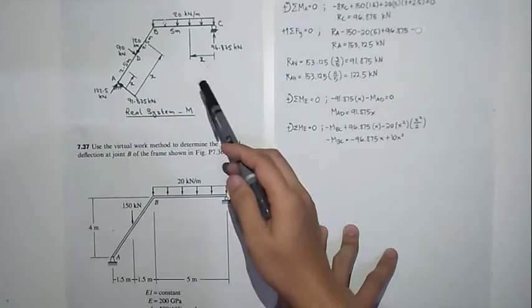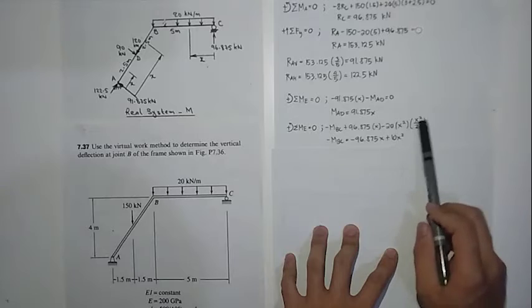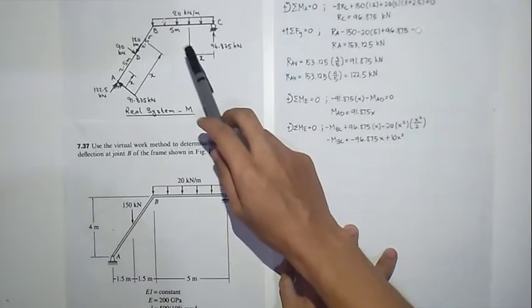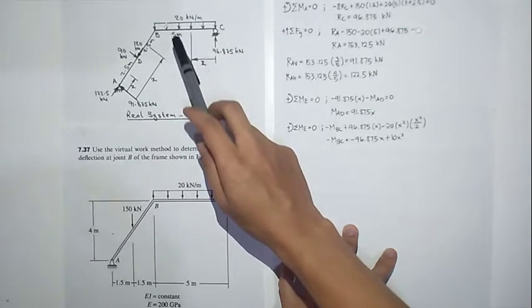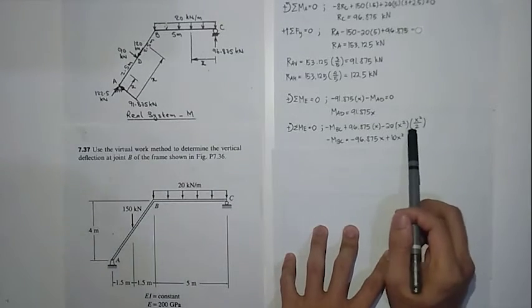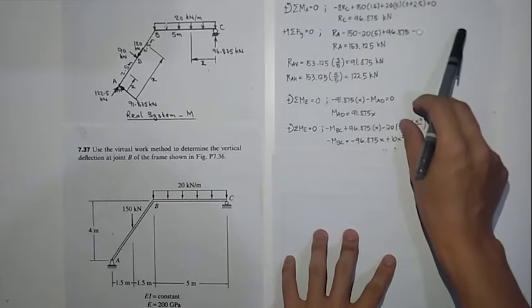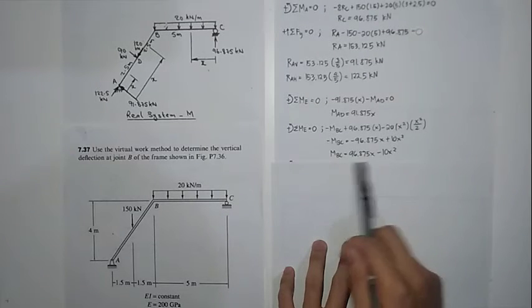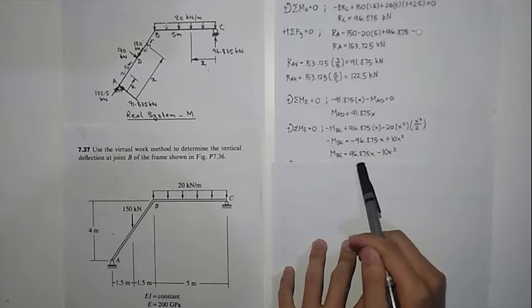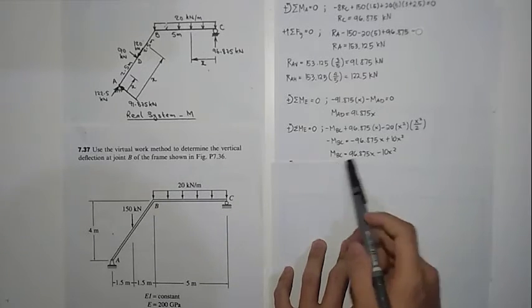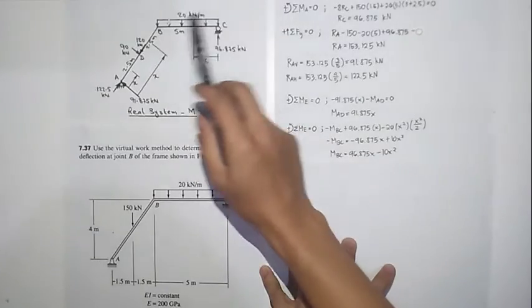Times x squared over 2, kasi po uniformly distributed load po, kaya divided by 2. So, makukuha po natin ang equation na negative MBC equals 96.875x minus 10x squared. Ito po ang equation ng member BC.